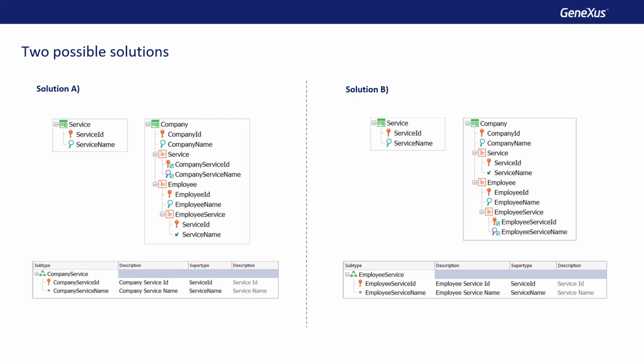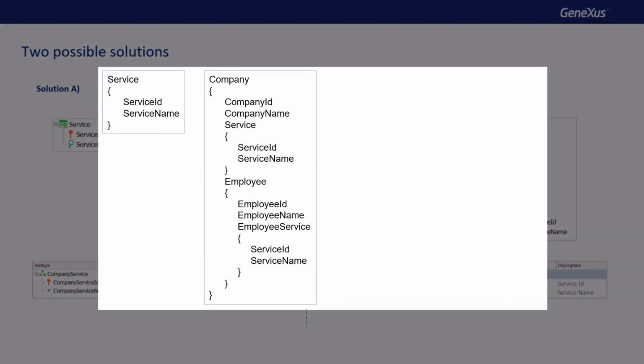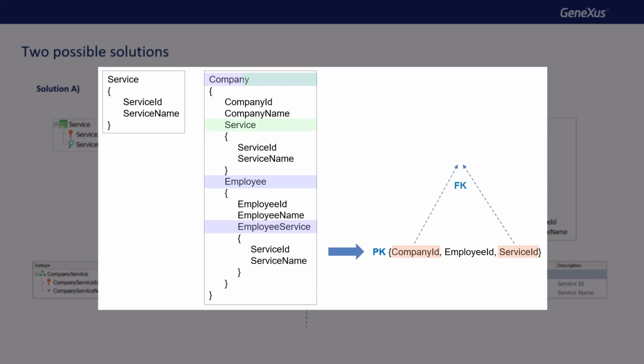Why then is the correct solution A and not B? Because if Genexus allowed us to repeat the same attribute name, it would clearly find that in the table associated with the level company.employee.employeeService, with primary key, company ID, employee ID, service ID, the attributes company ID, service ID would form a foreign key to the table corresponding to the level company.service, because its primary key would be company ID, service ID.